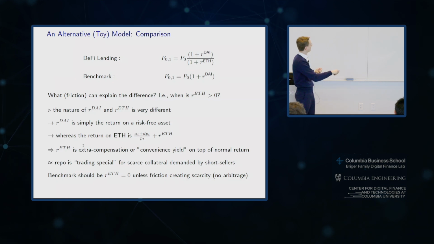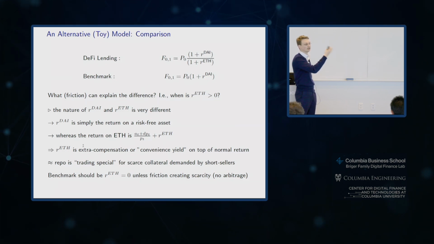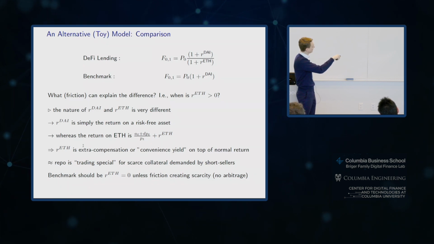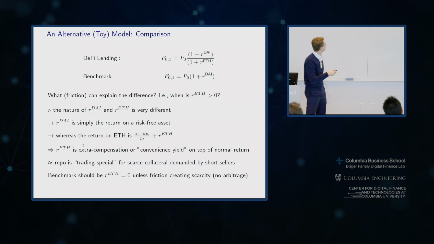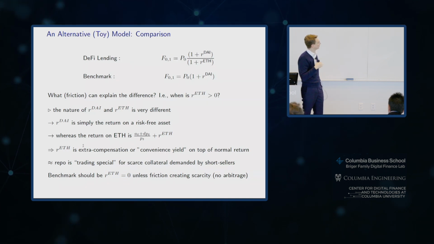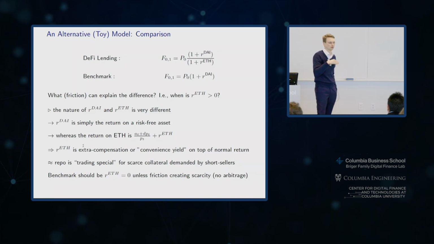The return you get on ETH is going to be just a cash flow, if you get some cash flow, or just the change in price. That's going to be the return. So it's a long-lived asset, ETH. Plus, in this particular case, you also get this bonus in interest rates, which is some form of extra compensation or convenience that you get on top of the normal return.